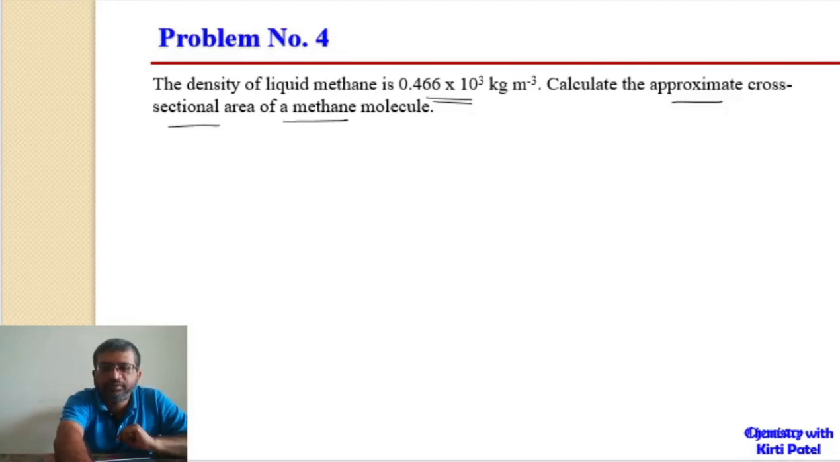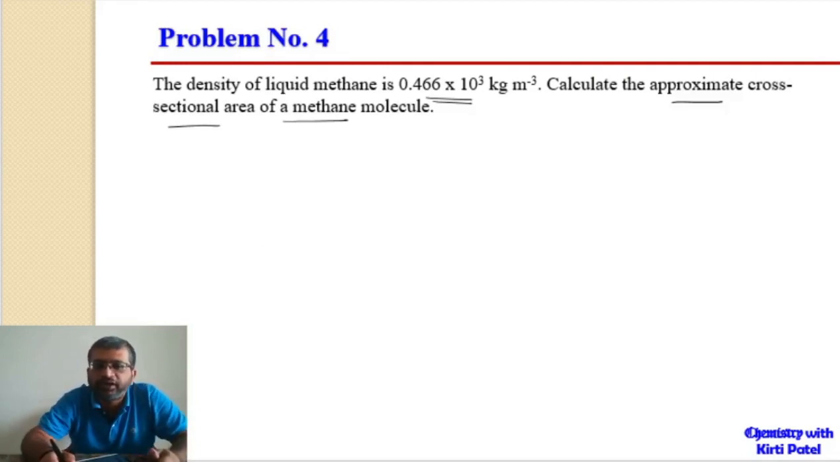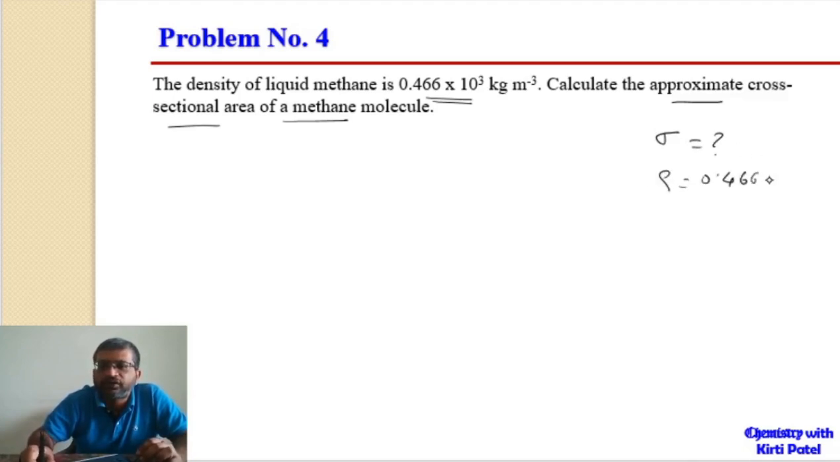So students, we will see the fourth problem. The density of liquid methane is given to you as 0.466 into 10 raised to 3 kilogram per cubic meter. You have been asked to calculate the approximate cross-sectional area sigma of a methane molecule. That is, we have been asked to find sigma. What we have been given is rho, that is 0.466 into 10 raised to 3 kilogram per cubic meter.